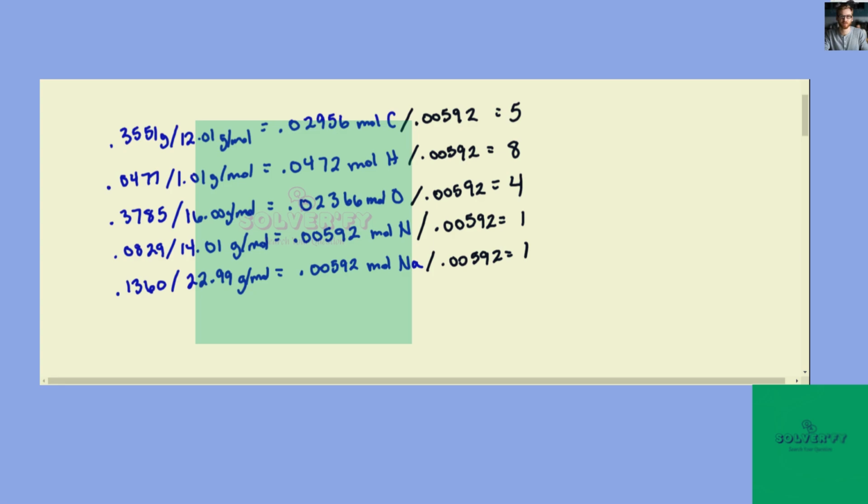Which means my empirical formula is C5H8O4NNa, just in the order that they gave us the elements. They give us a molecular formula mass of 169. The mass of this compound is 169.13 if you add them all up, which means this is 1-to-1. And so this formula is both empirical and molecular.